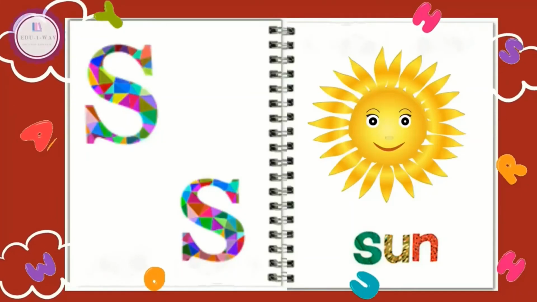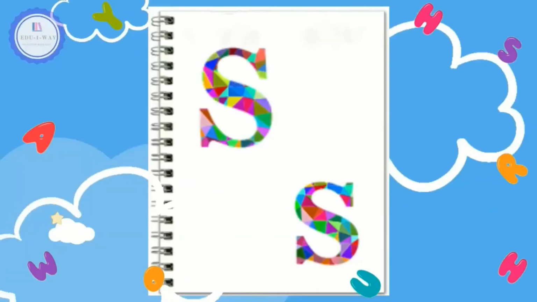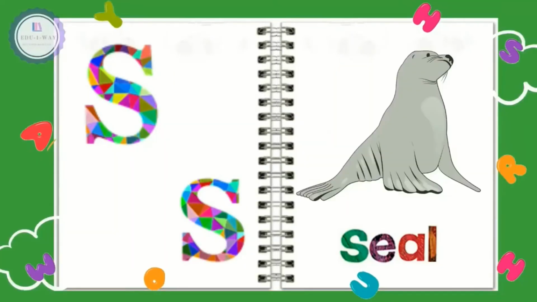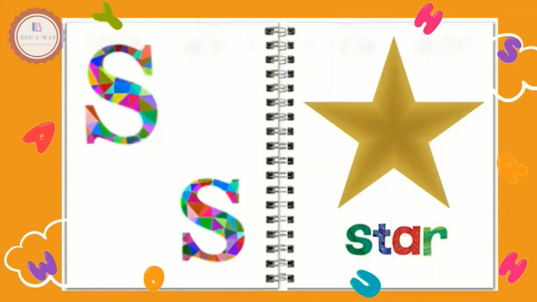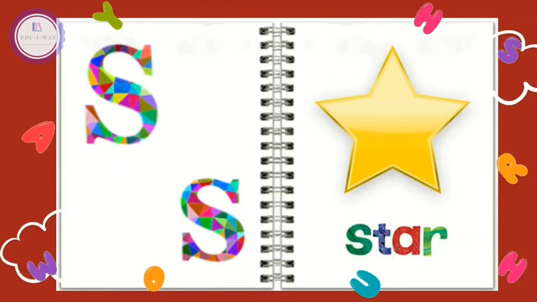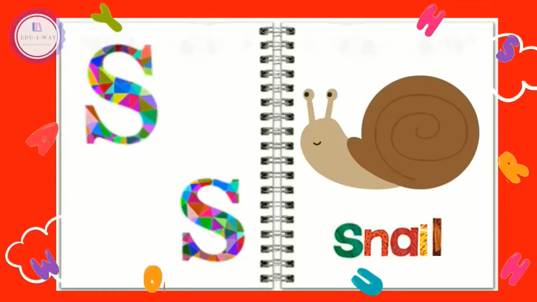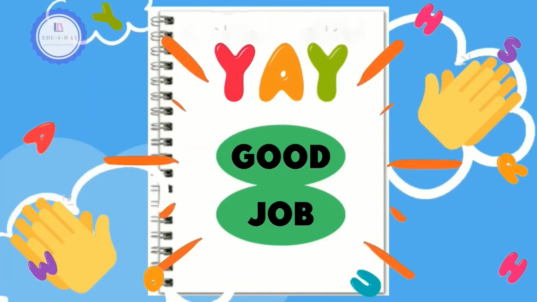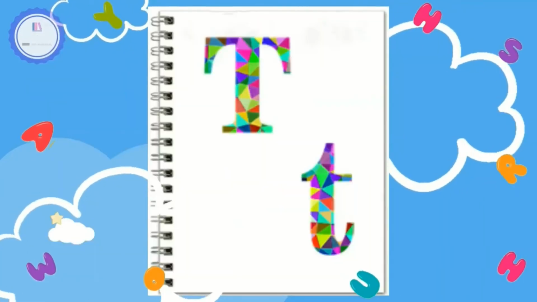S for sun. Sun, sun, sun. S for seal. Seal, seal, seal. S for star. Star, star, star. S for snail. Snail, snail, snail. Good job! Letter T. T, T.